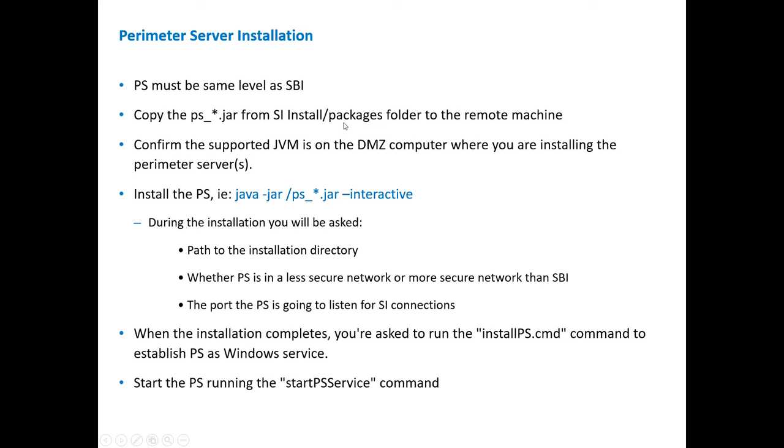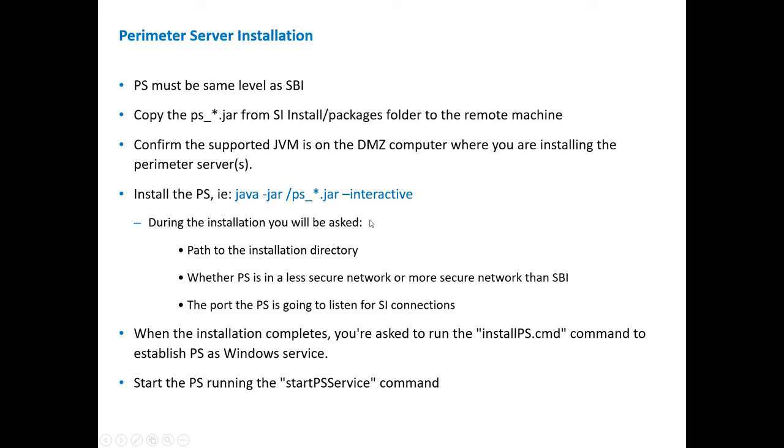You go to that install folder, move to the packages folder, and you will find a jar file with the version name appended: ps underscore the version name of that Sterling B2B Integrator .jar. You need to make sure that you are copying the right jar file specific to your Sterling B2B Integrator version. Then you need to copy that jar file onto the Windows machine in the demilitarized zone. Also make sure that the JVM requirements for installing the perimeter server are exactly right on the Windows machine.